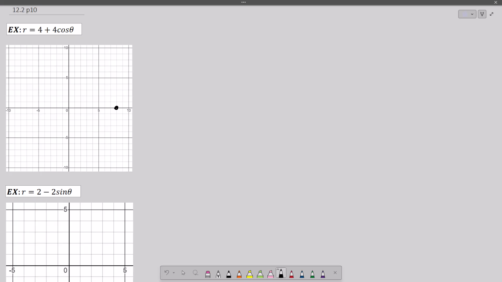Pi over 2. How many units in the pi over 2 direction are we going to go? 4. Because cosine of pi over 2 is 0. Pi direction, 0. 3 pi over 2 direction. So 3 pi over 2, this is going to be 0. So we're going to go down to negative 4, but we should be thinking that we're going 4 in the 3 pi over 2 direction. So we're going to go down to there.